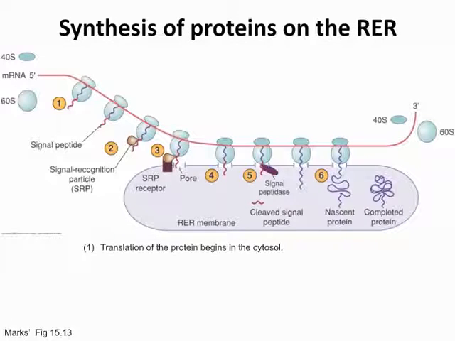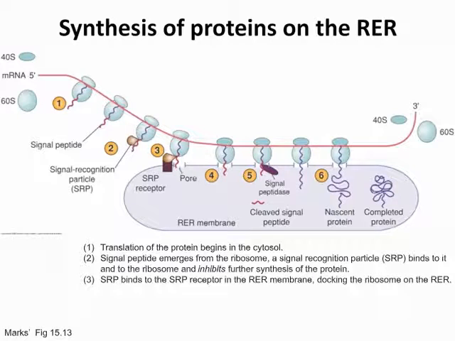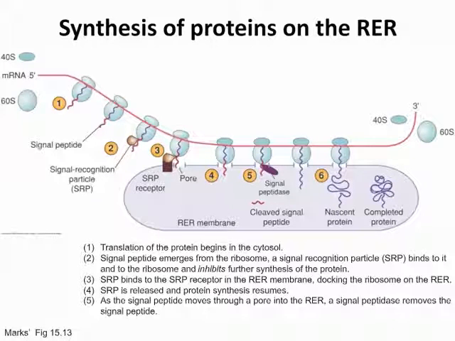So this is part 2 of your learning objective, knowing the synthesis of proteins on the rough ER. So we already know translation occurs in the cytosol, so that's step 1. In step 2, a signal peptide is going to come out of your ribosome, and a signal recognition particle, known as SRP, binds to it. So SRP is going to bind to your signal peptide, and as soon as that happens, your synthesis of protein is going to be inhibited, so translation stops.